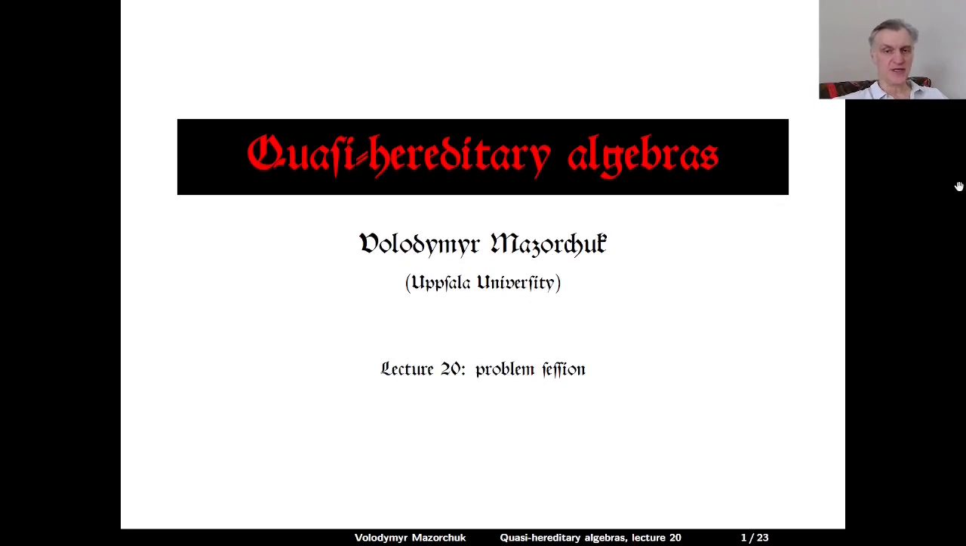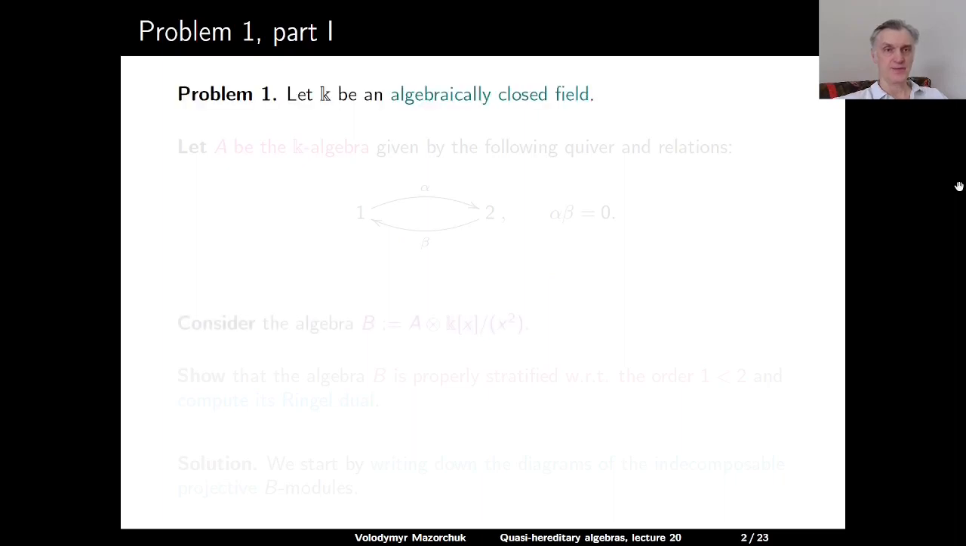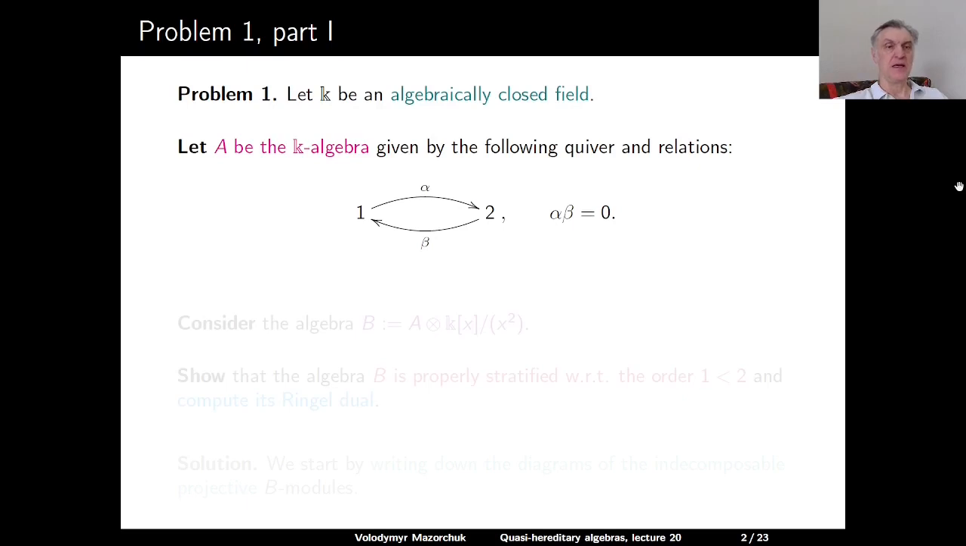Quasi-hereditary algebras, lecture 20, problem session. Problem 1. Let K be an algebraically closed field. Let A be the K-algebra given by the following quiver and relations. We have two vertices, 1 and 2, and two arrows, alpha from 1 to 2 and beta from 2 to 1. And the relation is that alpha after beta is 0.